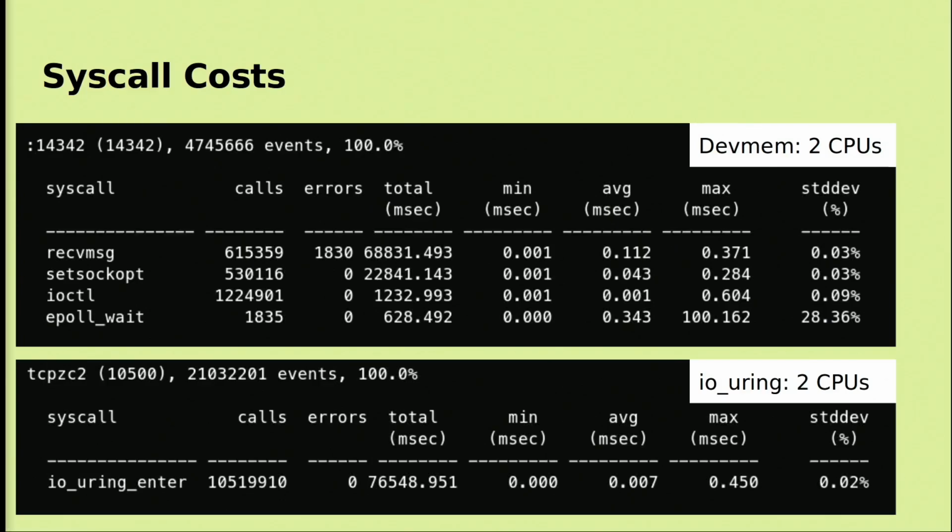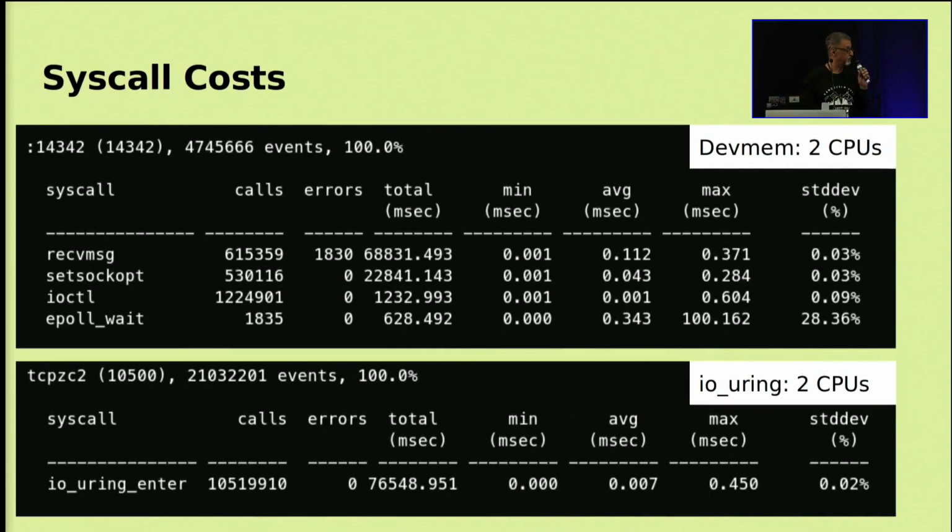If you take a look, you'll see that, okay, I'm not even going to use the cursor, you can read that. First of all, look at io_uring. The syscall is very, very cheap. There's only one syscall. There are wrappers around the syscall, but eventually you enter io_uring_enter. If you look at the average cost, it's 7 microseconds on average, right? In the worst case scenario, we're hitting about 450 microseconds.